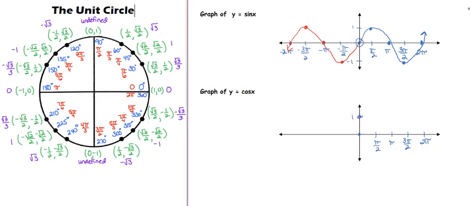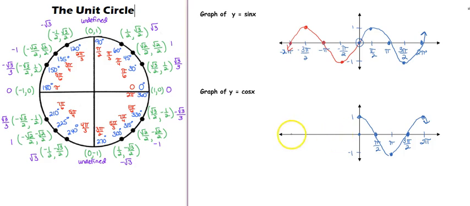So our first point this time, instead of being at 0, 0, is going to be at 0, 1. When I go to pi over 2, my cosine value, the x, is at 0. When I go to pi, my cosine value is at a negative 1. At 3 pi over 2, my cosine, the x value, is back at 0. And at 2 pi, our cosine value is back at 1, full circle. So we see the shape of our cosine graph.